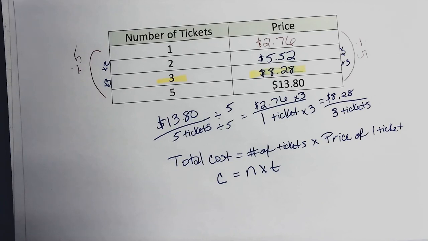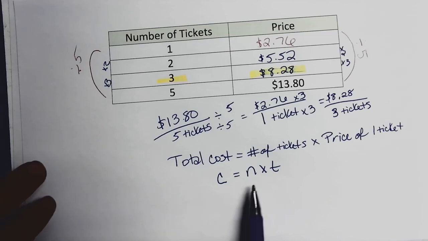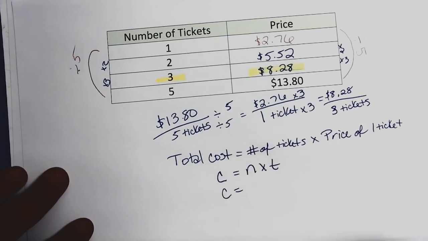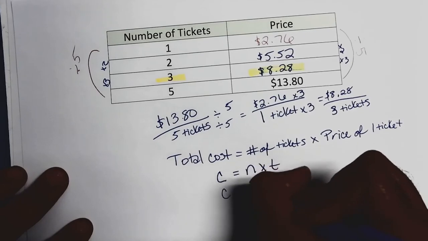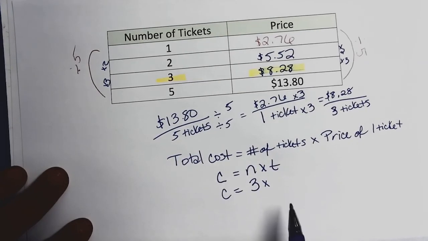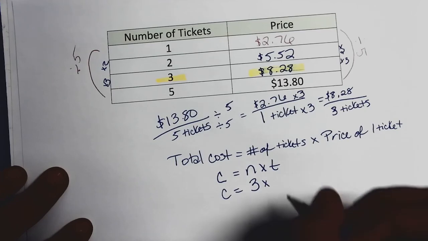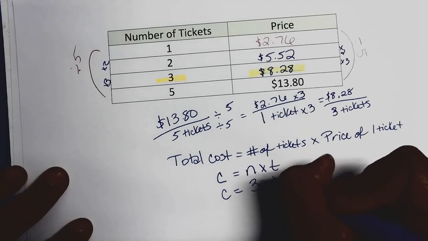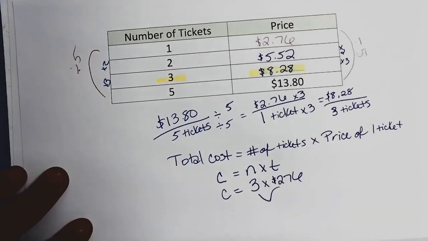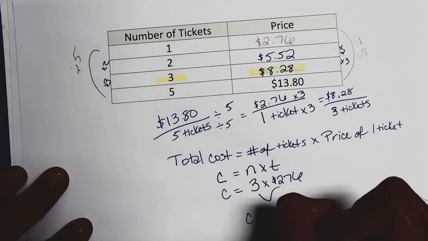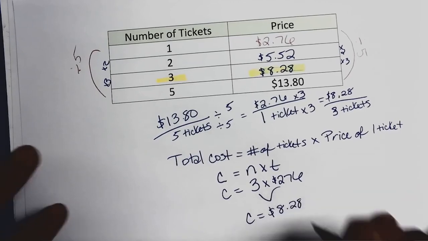You could have used different variables in this equation, and that's fine. But the important part is making sure you define what those variables are. So remember, we want to use the unit rate when we're solving an equation. So let's substitute in our information. I know I'm looking for my cost. The number of tickets I'm looking for is 3. And my price per one ticket, or my unit rate, is $2.76. When I multiply those together, it gives me a cost of $8.28.